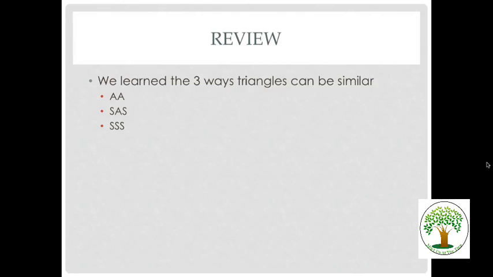All right. There were 3 ways that we learned today to prove triangles are similar. We have angle, angle. That's the simplest, best way. I think simplest is best. But then if you can't, then we can go down here for side, angle, side, and side, side, side. Questions? No.